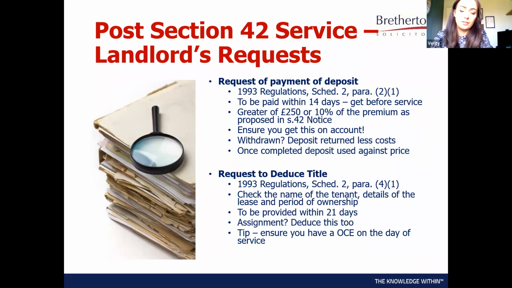This is where the landlord will check the name of the tenant, the details of the lease and the period of the ownership, especially the period of the ownership, to ensure that your client qualifies for a statutory lease extension, which is what I touched on briefly earlier. This needs to be provided within 21 days, so different from the 14 days, but we usually find that both of the requests come through at the same time.